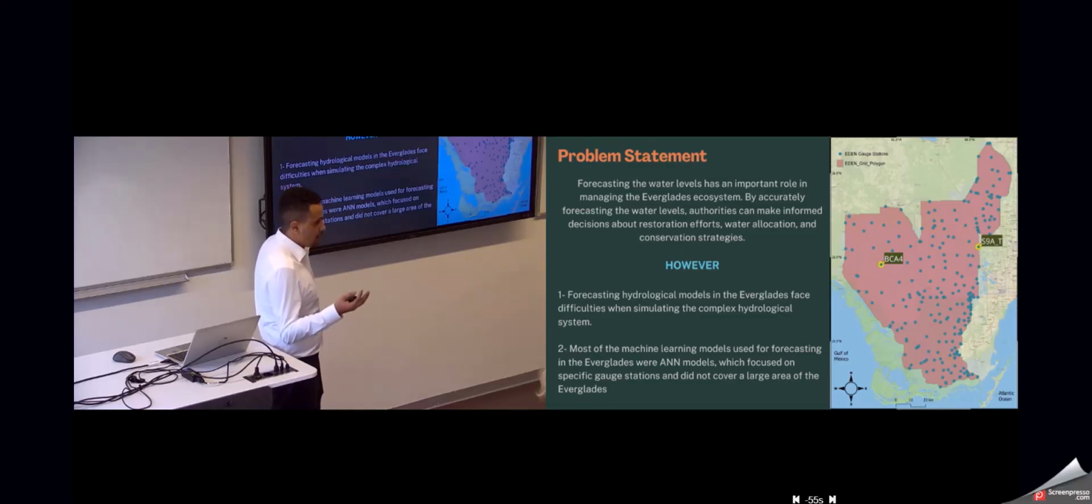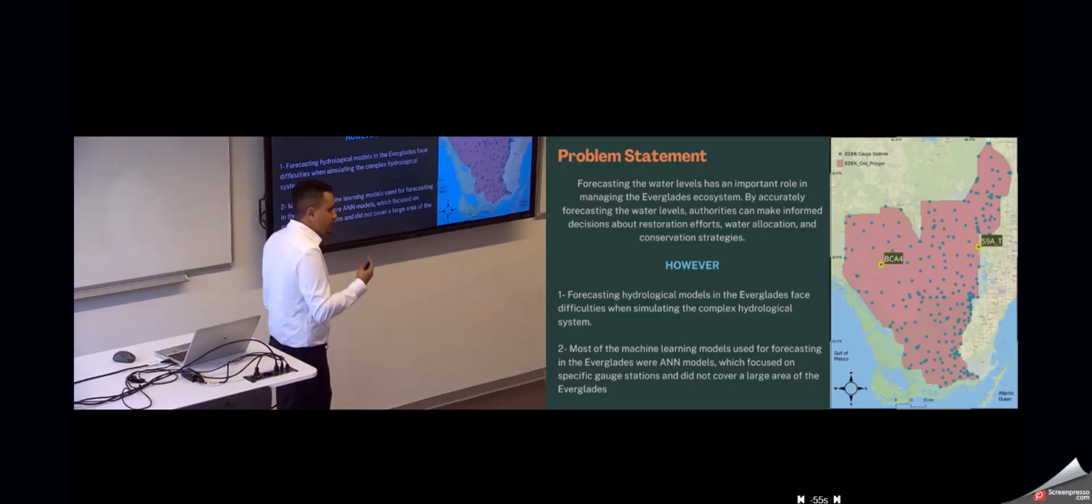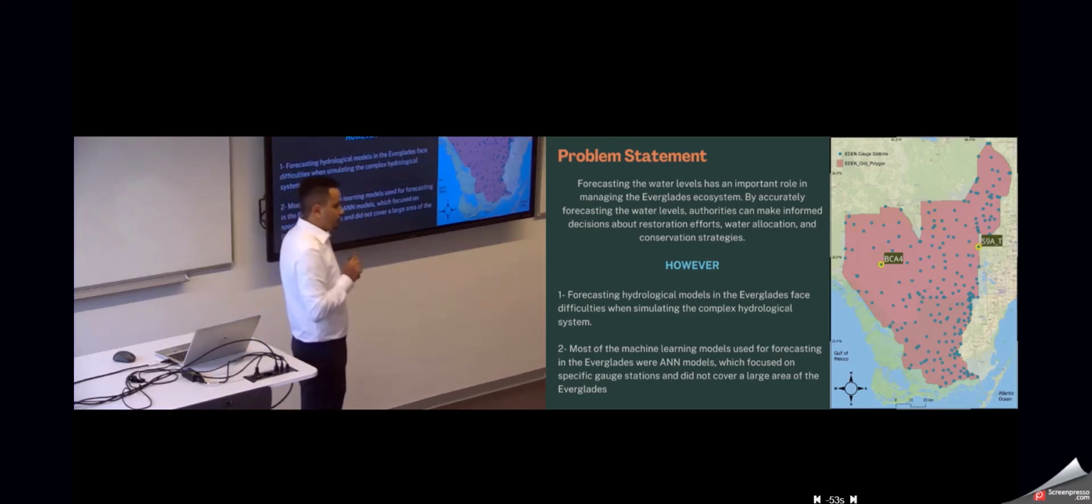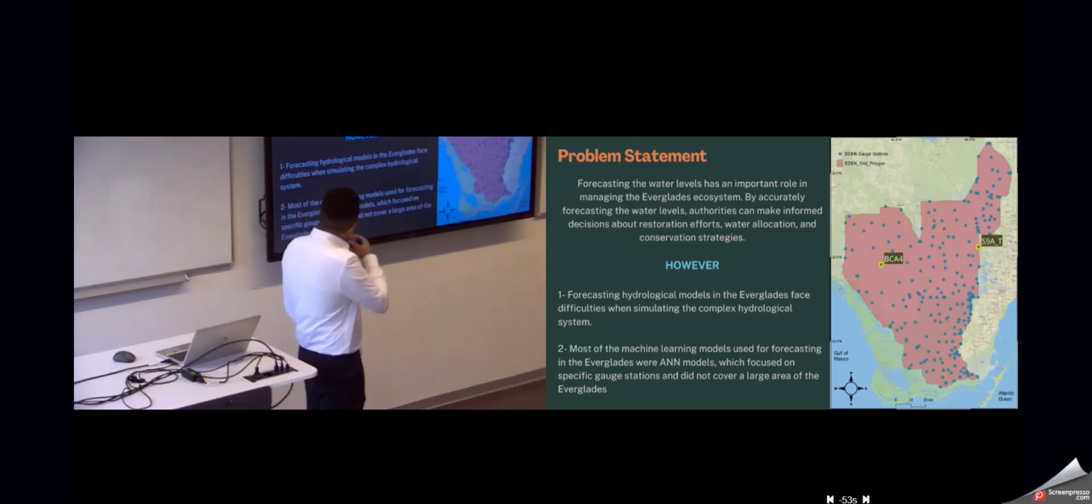On the other hand, we have machine learning models, which have a high capability to capture such complex relationships. But there is still another problem: most of the machine learning models used in the Everglades are ANN models, which are artificial neural networks that are point models that focus on specific gauge stations and do not cover a large area.